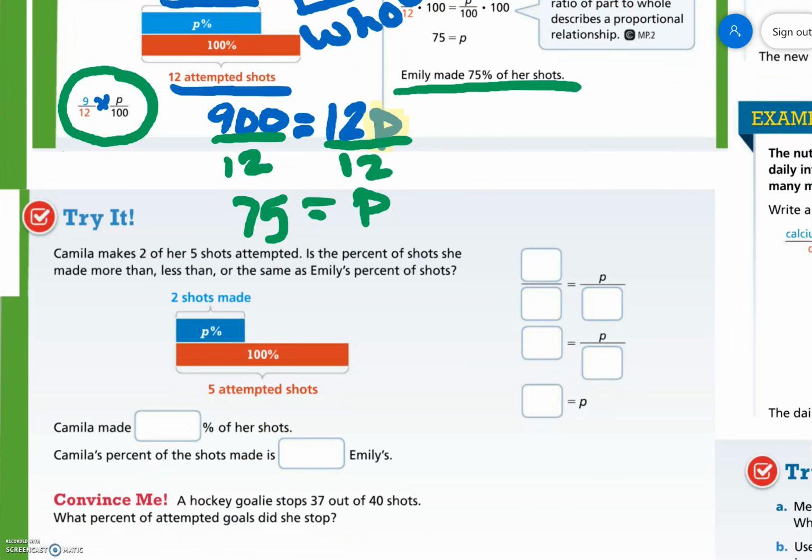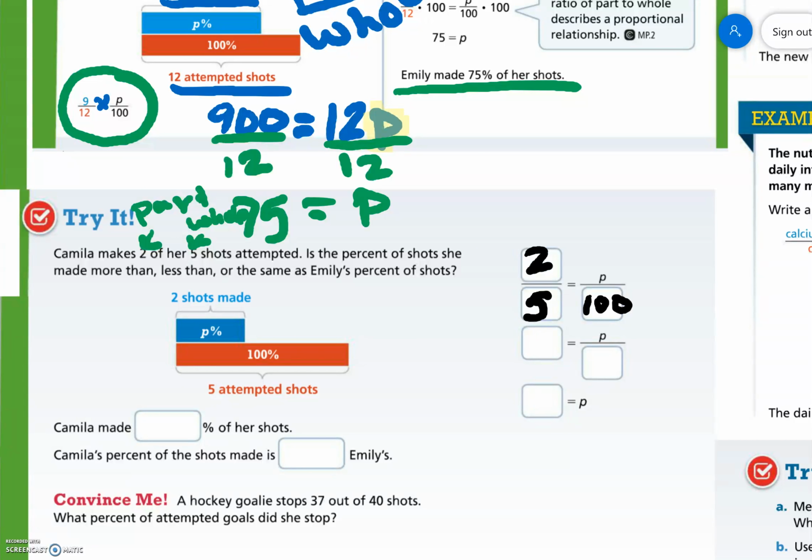Camilla makes 2 of her 5 shots she attempted. Is the percent of shots she made more than, less than, or the same as Emily's percent of shots? So we've got 2 over 5. Is 2 the part or the whole? Part. And 5 is the total, so that is the whole. So we are going to put 2 over 5. And what is percent always over? 100.